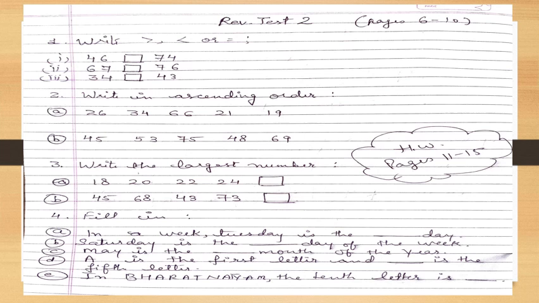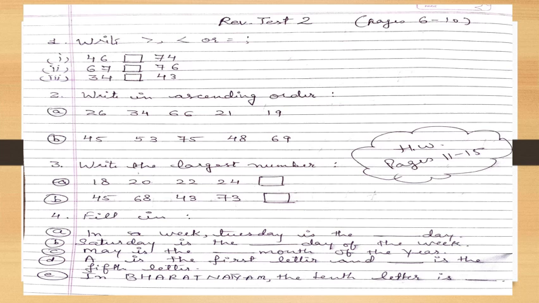Now children, this is revision test 2. So everyone take out your maths classwork notebook and do this test in your notebook. Now look at the first question children. Here the question is write greater than, smaller than or equal to. In this question two numbers are given and you have to compare these two numbers, and then after comparing you have to put greater than, smaller than or equal to sign.